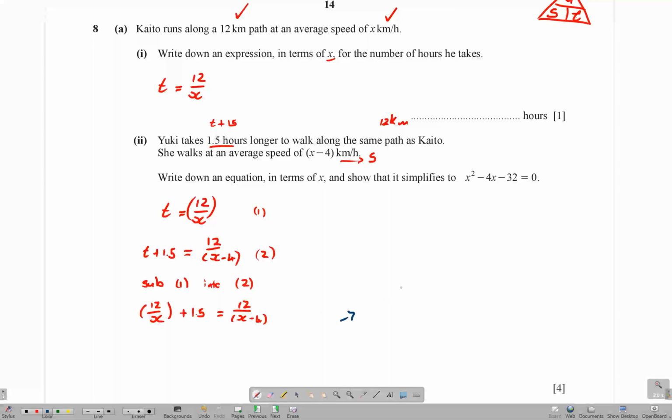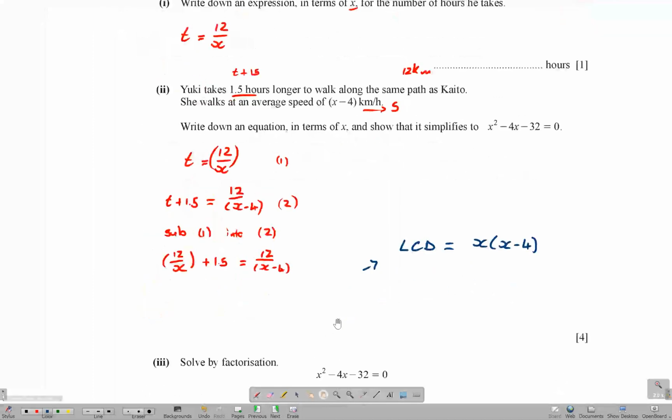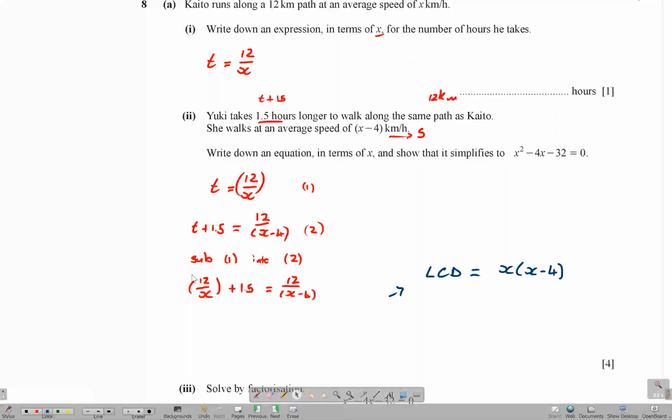So firstly, I'm going to find my common denominator, or actually my lowest common denominator, and that is equal to x times x minus 4. Okay, so if you don't know how to deal with algebraic fractions, we find the lowest common denominator just like we would with normal fractions, just to get rid of it. So let's see. What do we have to do to this equation so that every single term has this as a denominator? So that's the first question that you have to ask.